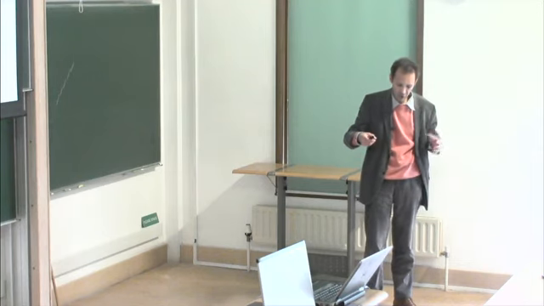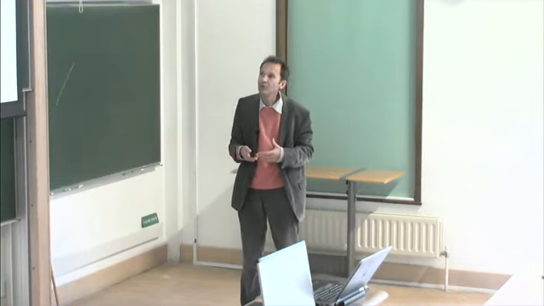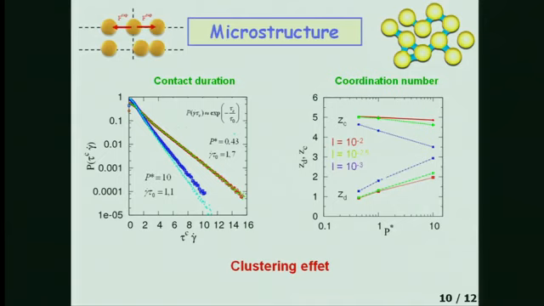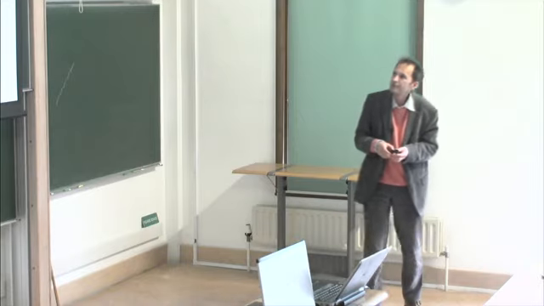So the cohesion stabilizes a new structure, which will be responsible for the increase of effective friction. And so the last quantities which I want to show is another description of the microstructure associated to the anisotropy of contact forces, contact network, and contact forces.